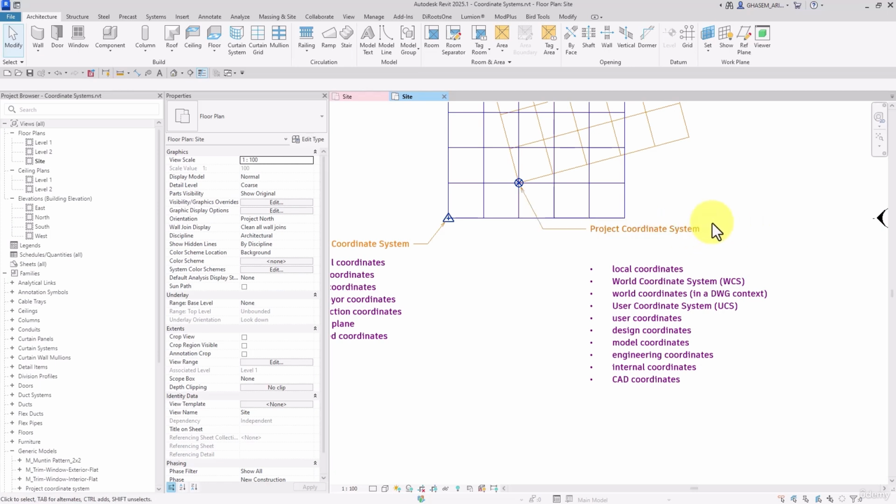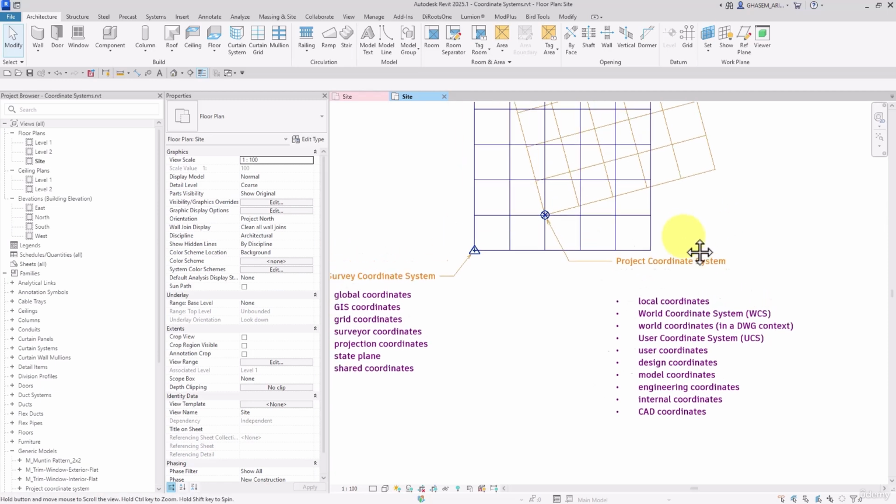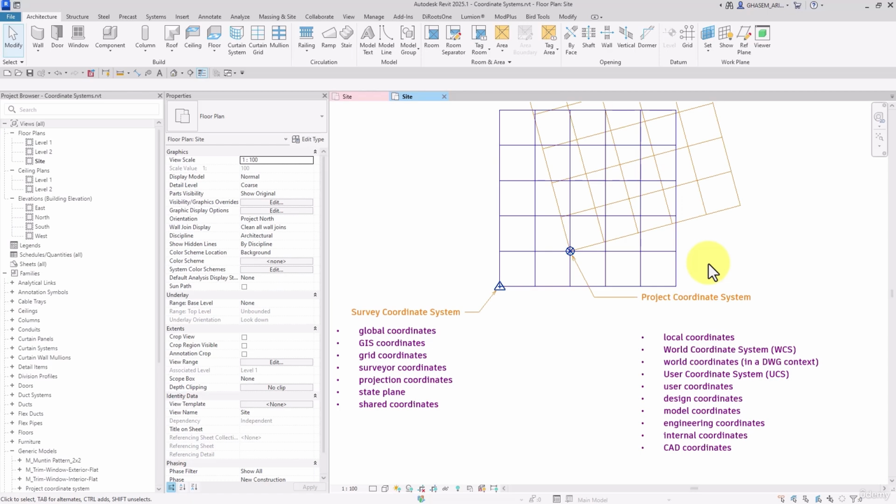And the project base point or project coordinate system is our base of modeling in Revit that we adjust at the corner of the building. If you are working with other members of your group or your team, you can specify a position and then set it as your base point. For instance, you can pick a grid line or corner of the building for the project coordinate system.